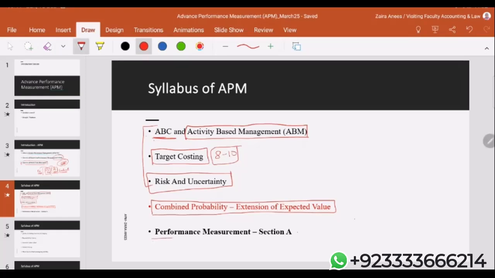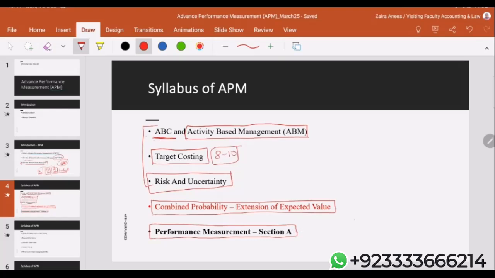Then we will move towards performance measurement. Now, performance measurement generally comes in section A. When I say that it generally comes in section A, it doesn't mean that it will not be part of B and C. You can find one complete question of performance measurement in section A and in section B too, right? So that's quite possible. Performance measurement is quite heavy, and generally it comes in section A as a 50-mark question.